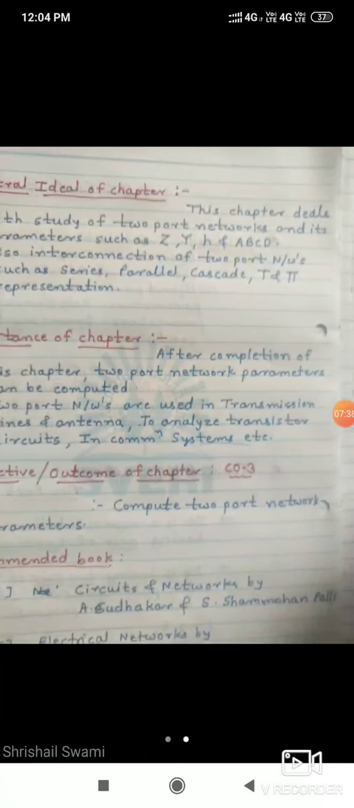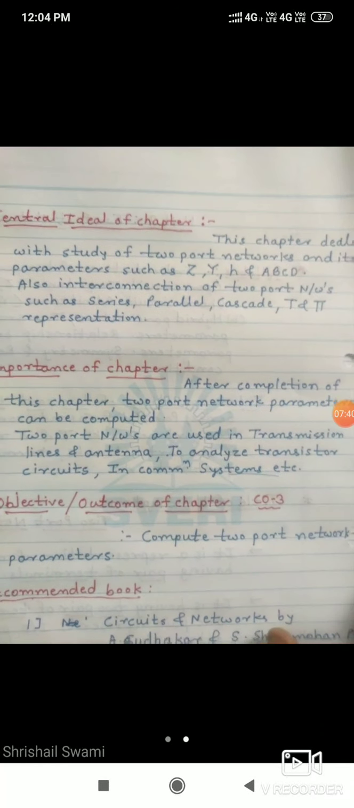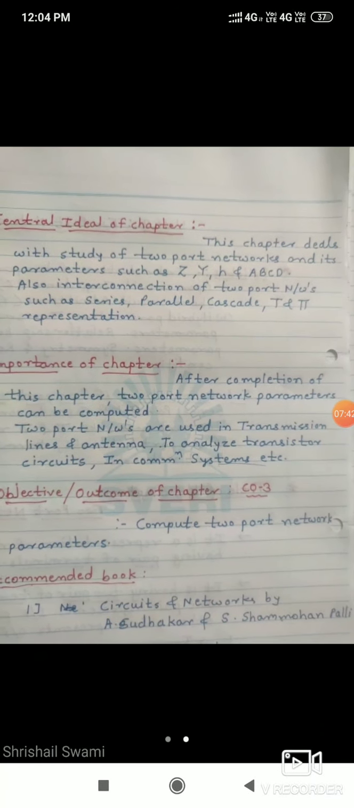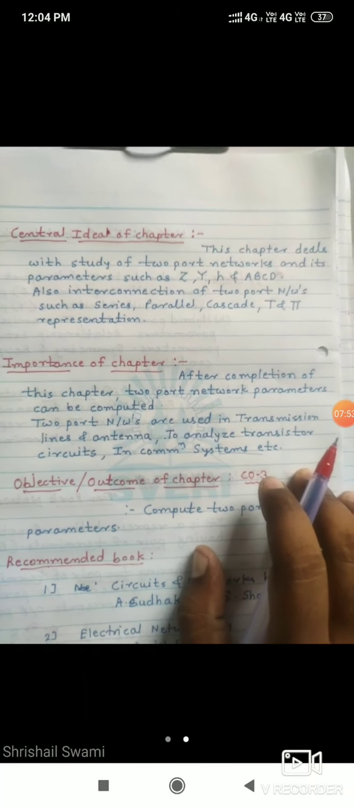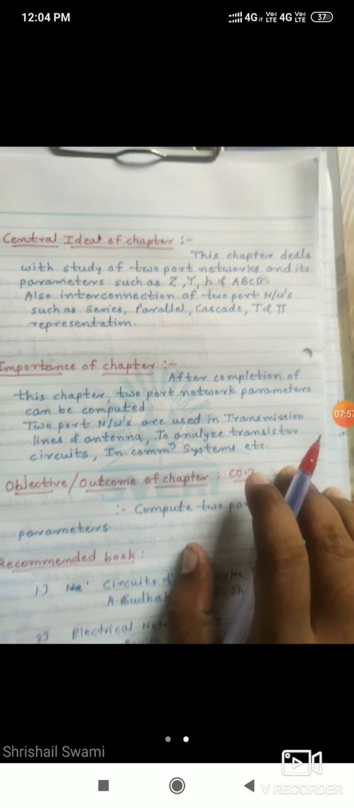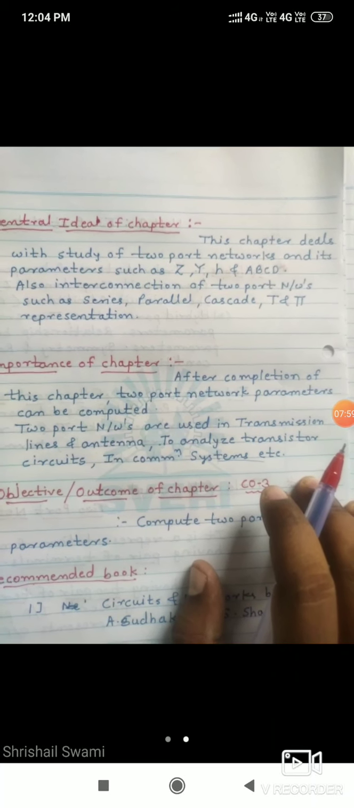Now next will be the central idea of the chapter. Central idea means, ideal, okay? So the central idea of the chapter. Central idea means what? What we are going to learn in this unit.